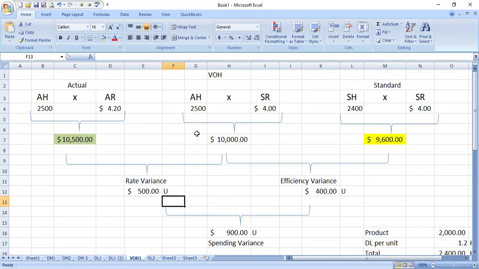The same way we calculated it before. Here we have an increase of 100 hours, times only $4, and it's going to give you $400 unfavorable variance. On the other side, we have a change of 20 cents times 2,500, which is going to give you 500 unfavorable rate variance. Let's see the slides.